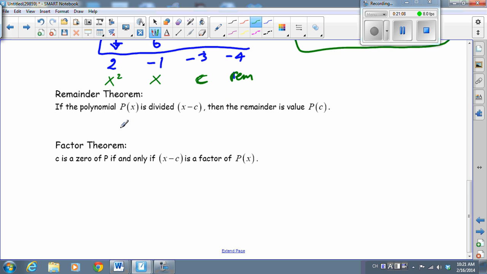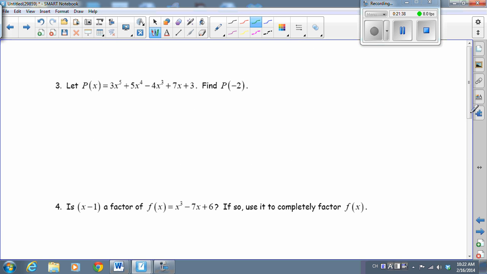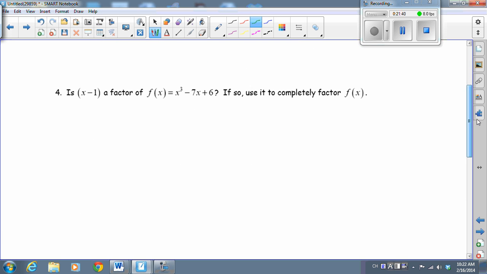Remainder theorem. If the polynomial p of x is divided by x minus c, then the remainder is the value of p of c. In other words, for the previous problem, p of 3 is equal to -4. Factor theorem. c is the 0 of p if and only if x minus c is a factor of p of x. Those are stuff you need to know. Alright, we have 2 problems to work on, and this should be it.